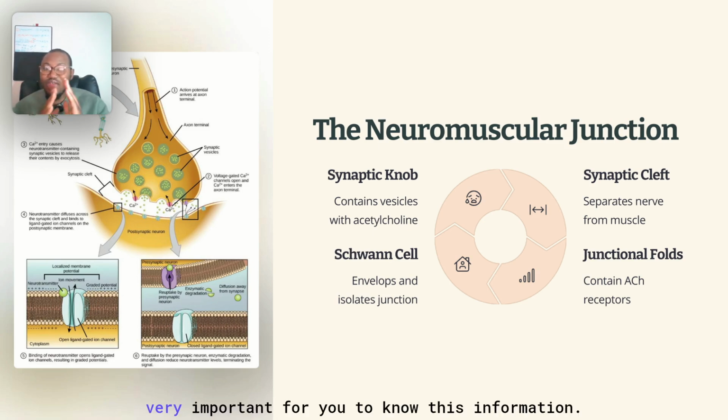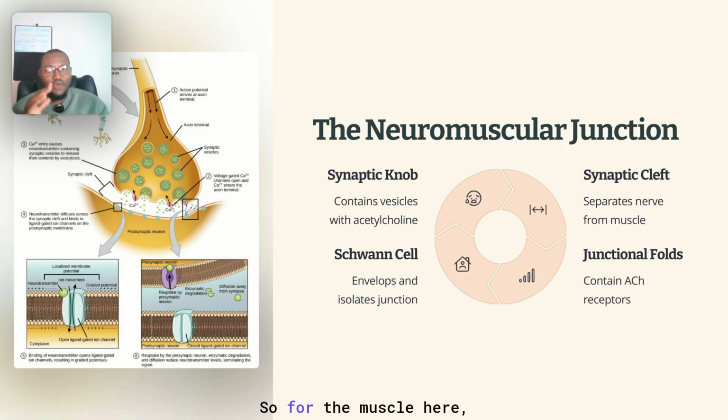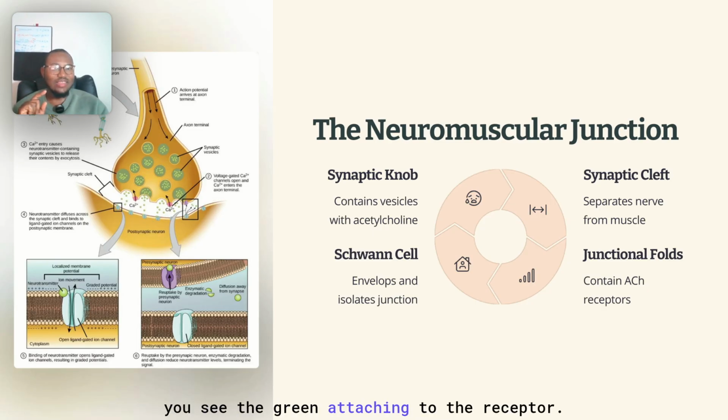All right. So it is very, very important for you to know this information. So for the muscle here, if you notice, it has attached to it. This is the attachment to the receptor. This purple, you see the green attaching to the receptor. And this receptor is found in the sarcolemma. If you notice very well, it's found in the sarcolemma.